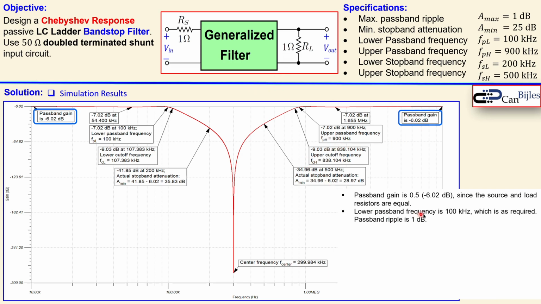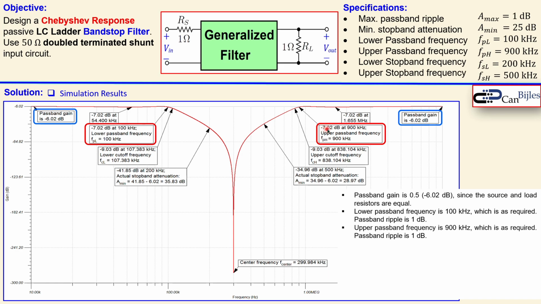The next one is a lower passband frequency at 100 kHz, which is shown here, and that goes down by 1 dB, because this was minus 6.02 dB, you go to minus 7.02 dB, which is 1 dB ripple, so that's as required. The upper one is here, again minus 7.02 dB, so again 1 dB down from the high frequency gain at 900 kHz, so again as required.